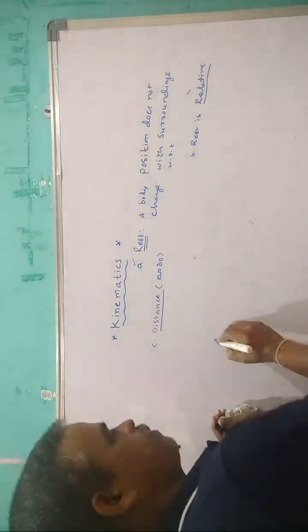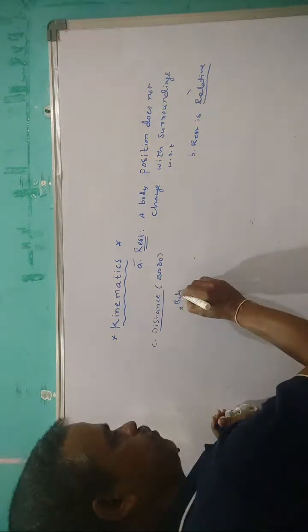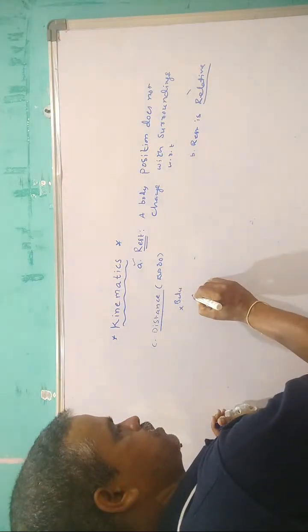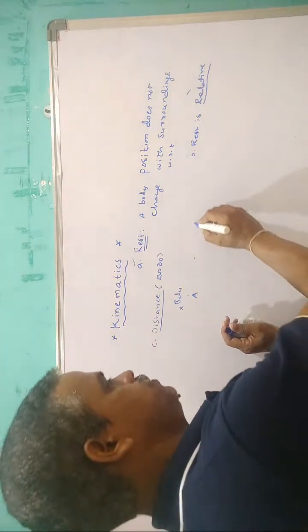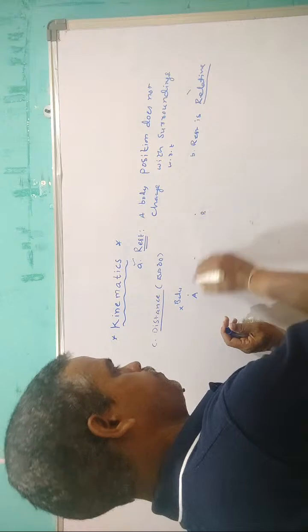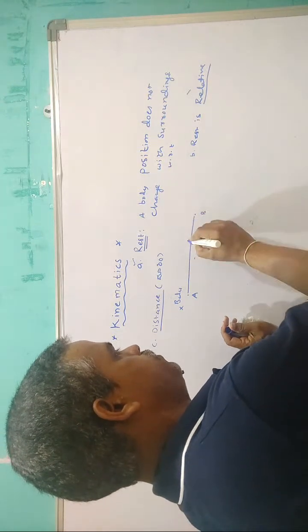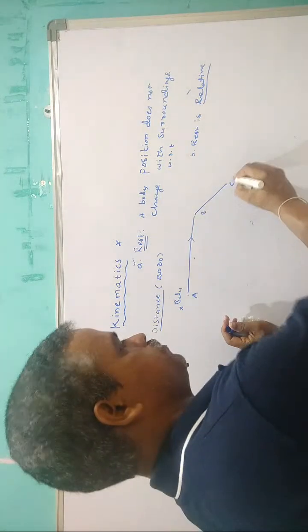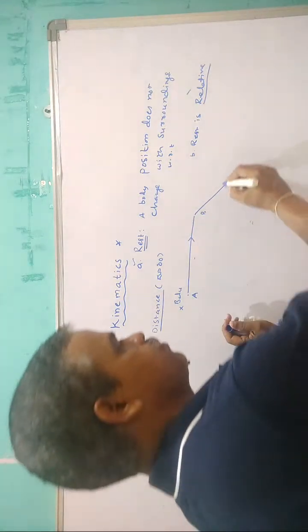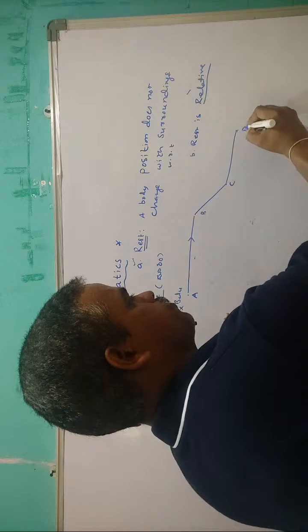Okay, now you are Balu. You started walking from point A. You walked up to B. Then you want to go to C. Then you want to go to D.